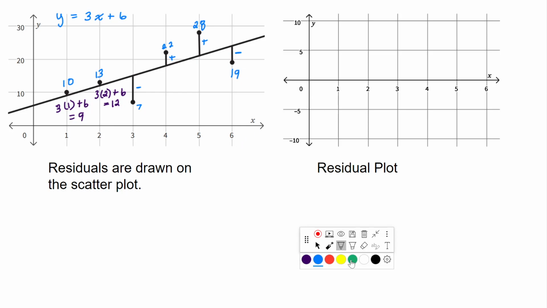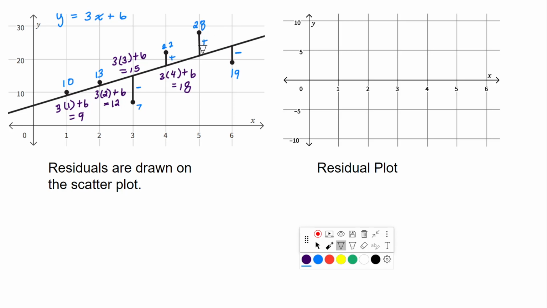So now I can continue with finding the predicted value by continuing to take 3 times the x value and adding 6. So 3 times 3 is 9 plus 6 gives us a predicted value of 15 for this third point. For the next point, we have 3 times 4 plus 6. 3 times 4 is 12 plus 6. We have a predicted value of 18.